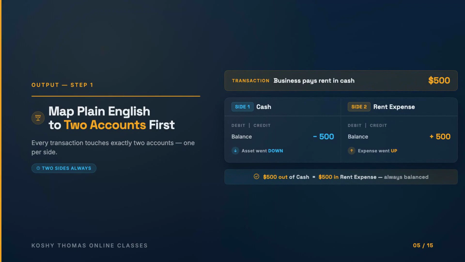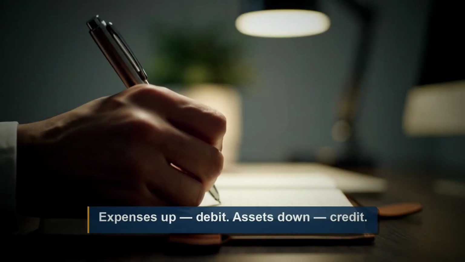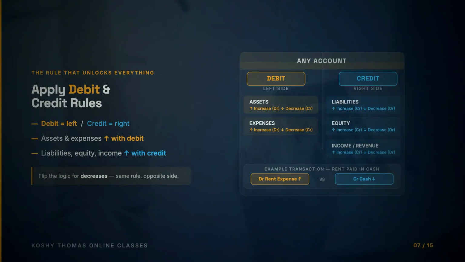Say a small business pays $500 in rent. Plain English first, cash went out, rent expense went up. Now map those two sides to accounts. Cash is an asset, it decreased. Rent expense is an expense, it increased. Two sides, mapped. You haven't even touched debit or credit yet. But notice, you already know exactly which two accounts are involved. That's the hardest part done.